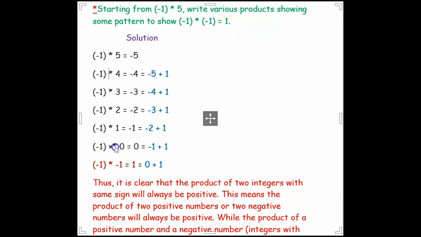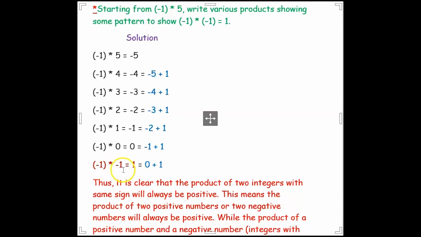So negative 1 into 0 is 0. We know that any number multiplied with 0, the result is 0. So again we are adding 1 to negative 1, so we will get 0. Next is negative 1. So after 0, if you subtract 1, we will get negative 1. So negative 1 into negative 1, it's positive 1.